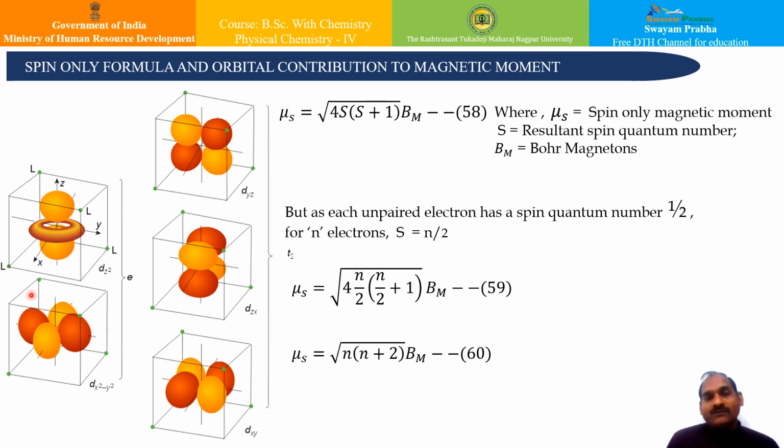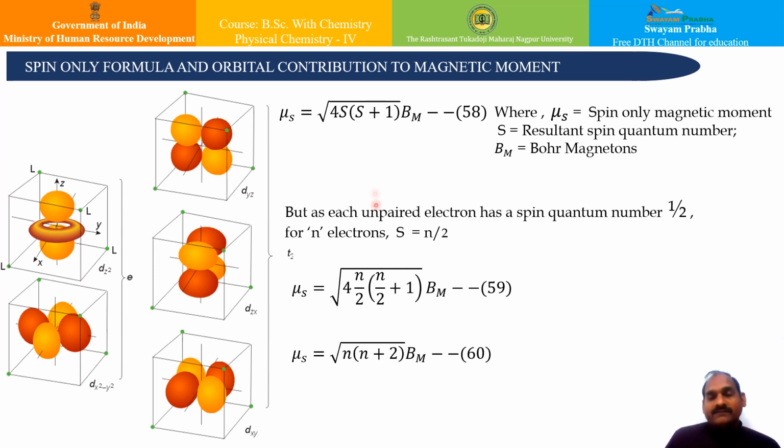Now in case of compounds of 3d block elements, the orbital motion is quenched, or we can say it is prevented. As a result, one can take into account only the spin motion, neglecting the orbital motion. In such cases, the spin only magnetic moment will be given by this expression: square root of 4s into s plus 1, into BM, where BM is the Bohr magneton.